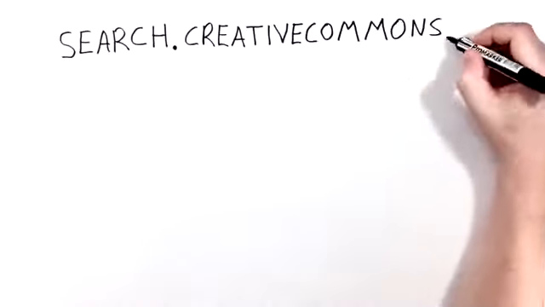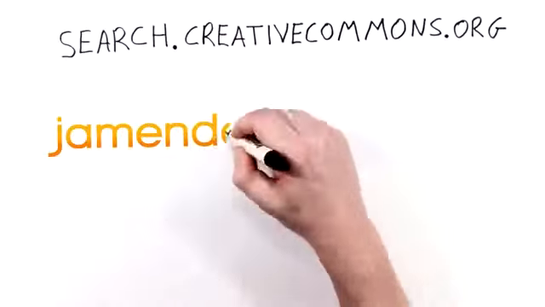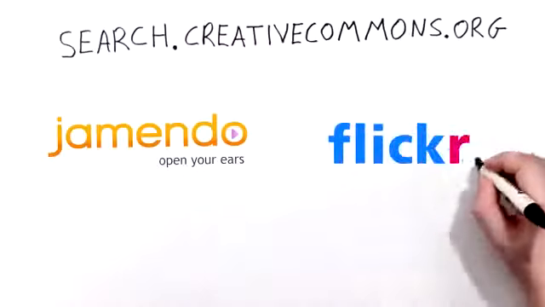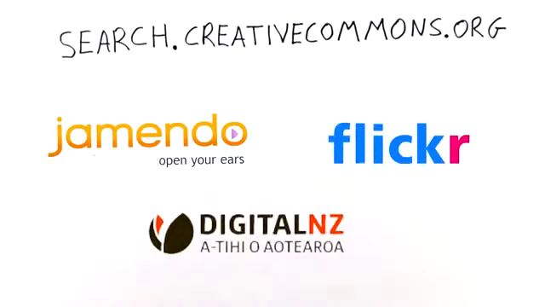There are some good ways to find other people's Creative Commons licensed work online. You can use a search filter by going to the Creative Commons website. Or why not try the Jamendo website for music, Flickr for images, or Digital NZ for New Zealand content.